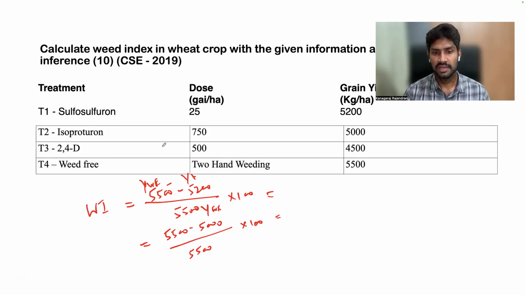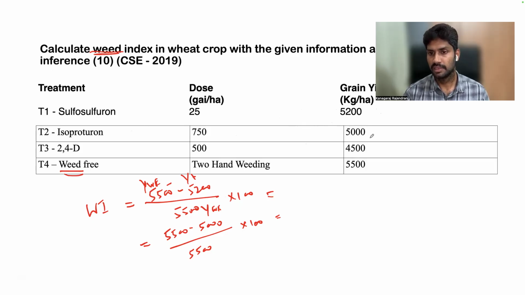So here in the weed index, it's the gap between the yield of the croplands under the weed-free condition and after treatment. Okay. So here, one simple logic: based on the given information, we can easily calculate the efficiency of a particular herbicide application.